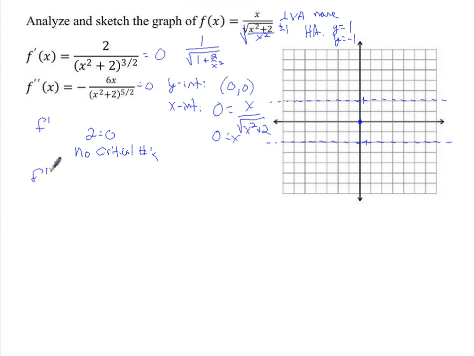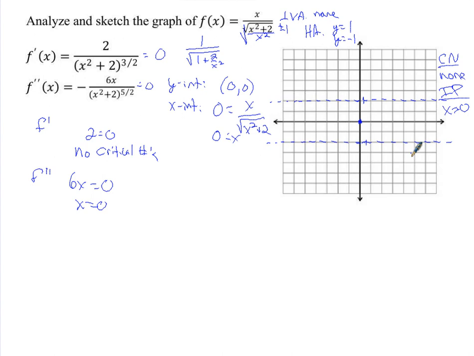So we set the second derivative equal to 0. The denominator again will disappear. So will that negative sign, and I'm left with 6x equals 0. So x equals 0 is an inflection point. So for my inventory over here, critical numbers, none. Inflection points, we have x equals 0. So it looks like all the interesting stuff happens right around here. Our y-intercept, our x-intercept, we have an inflection point, we have no critical numbers, we have horizontal asymptotes. What the heck is this thing doing?